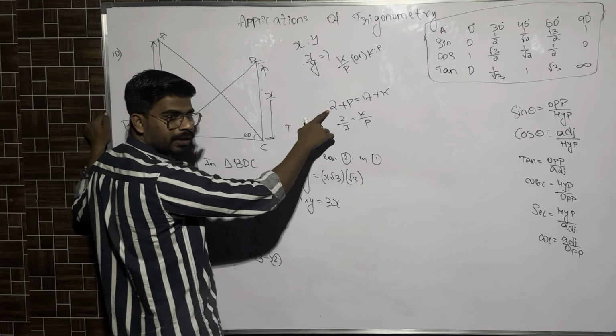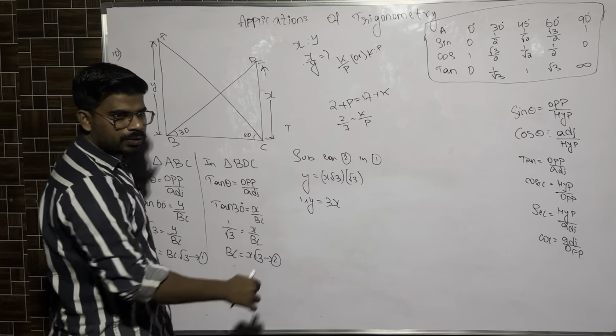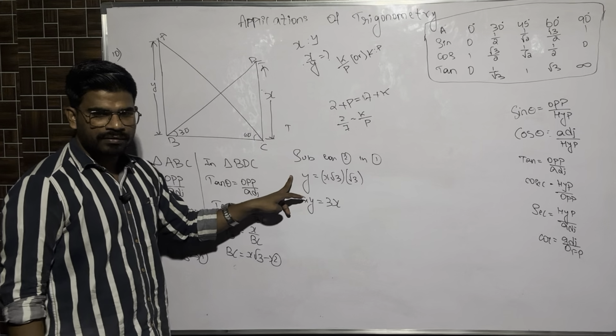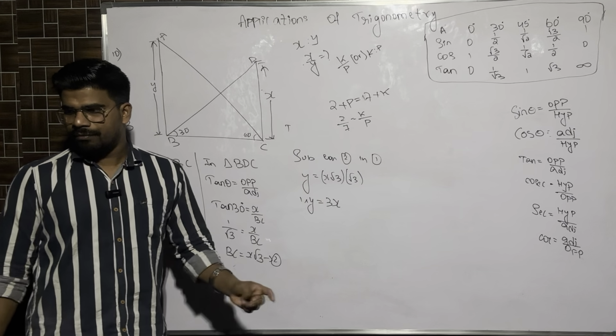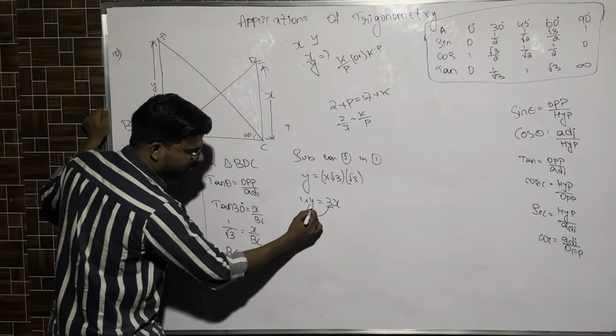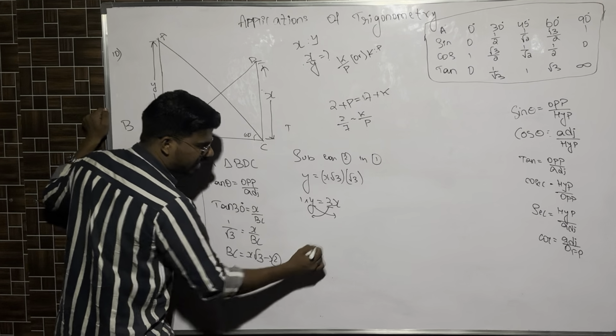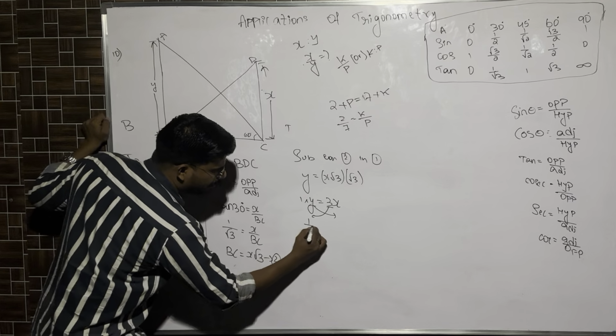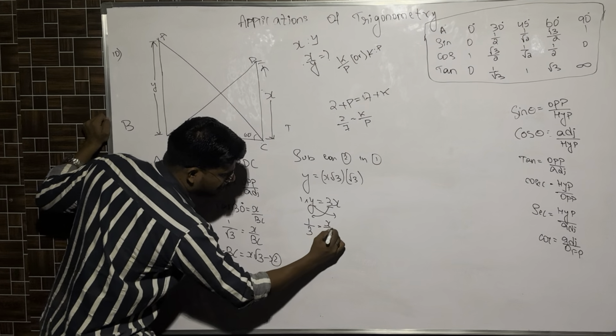So the same way I am sending. Now here we have a number, 2 is there, that's why it is pretty easy to send 7. But if you do not have any number, then you consider 1, because 1 into y is y only. This 3 is in multiplication, if I send here, it will become division. This y is in multiplication, if I send here, it will become division. So 1 by 3 is equal to x by y.